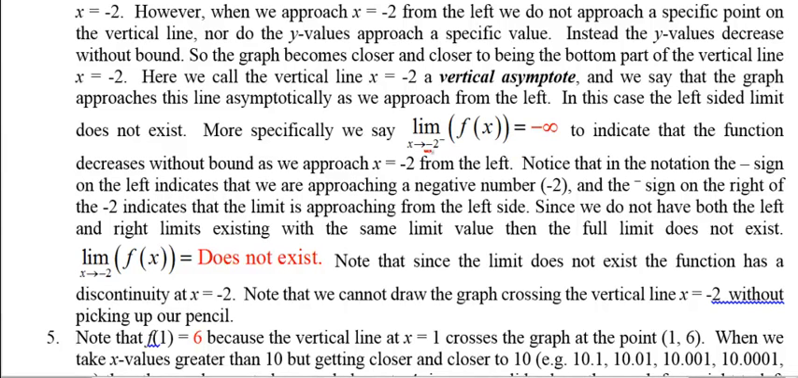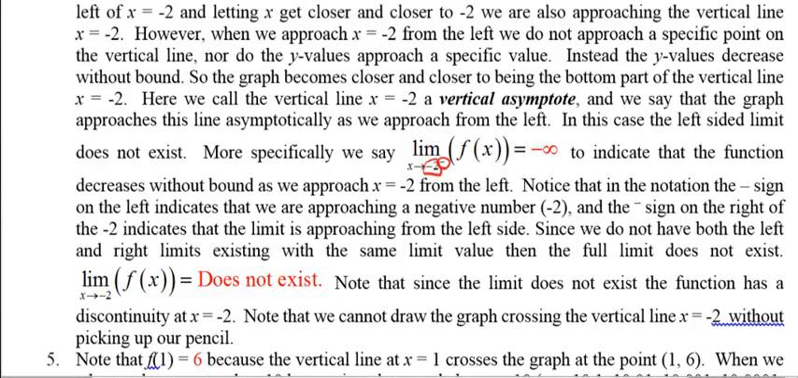Again, this negative here says that we're approaching -2. The negative up here in the upper right says we're approaching from the left side. And so we would say the limit as x approaches -2 of f of x does not exist, because for a full limit to exist, both the left and right limits must exist, and they must be the same. So we have a discontinuity here.